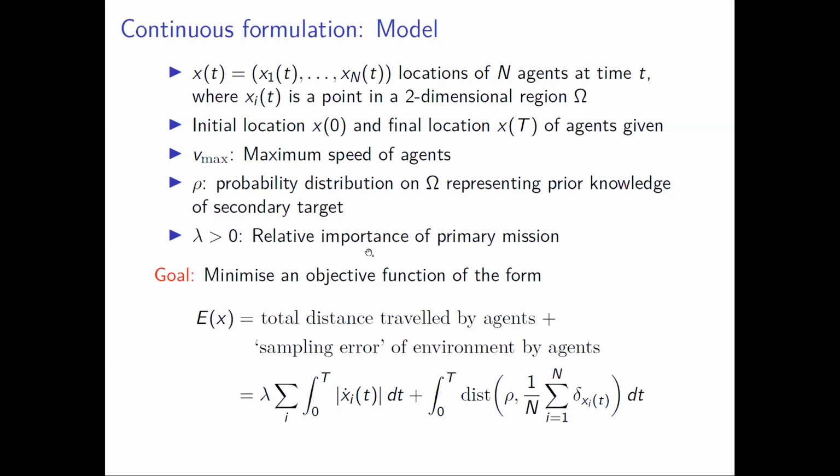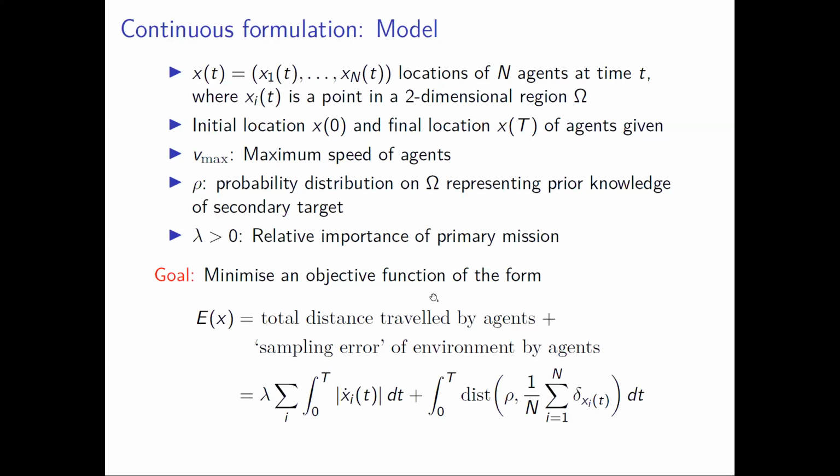The other parameters in the model: we have Vmax, the maximum speed our agents can move. This could be a constant, or it could be spatially dependent, so it could depend upon the environment. Do we have marshes? Do we have rivers to cross, quicksand?